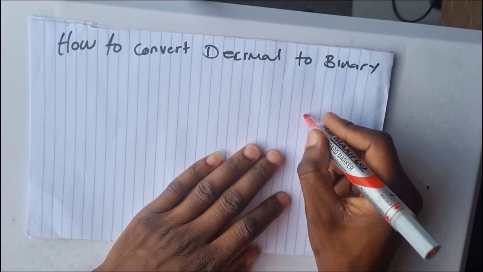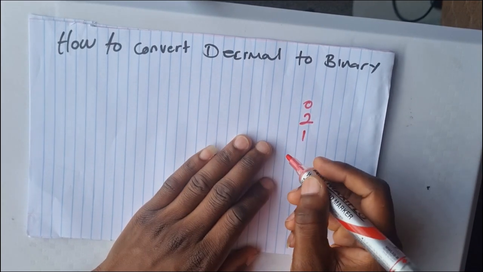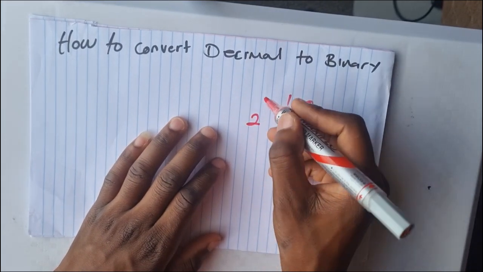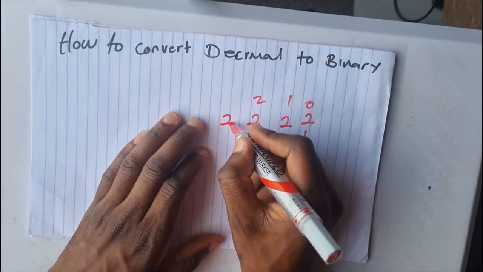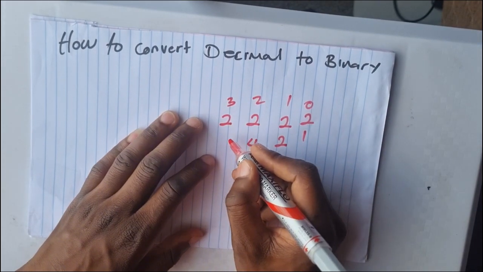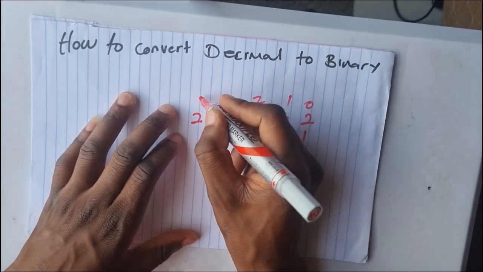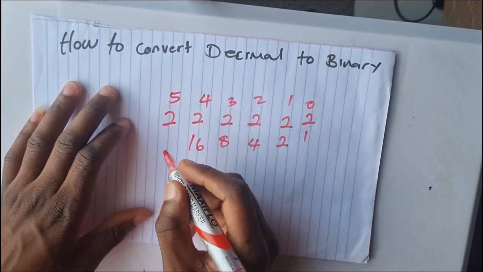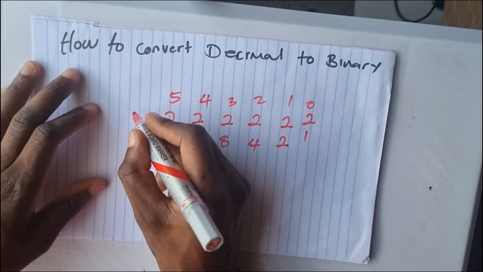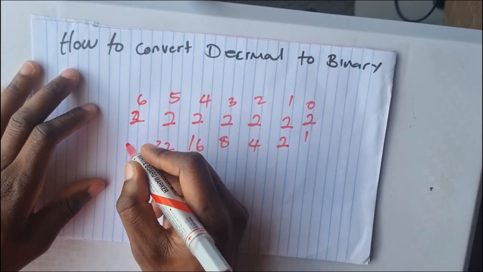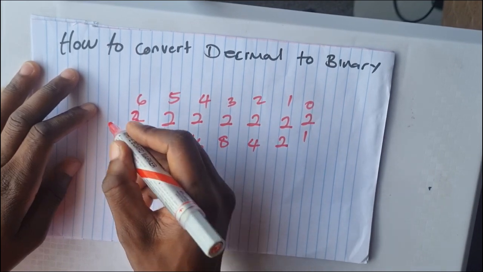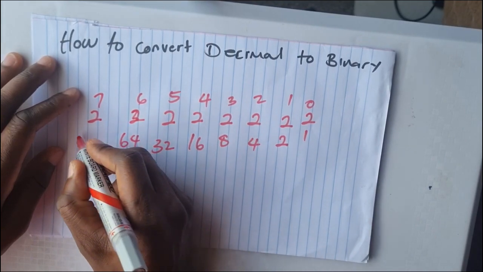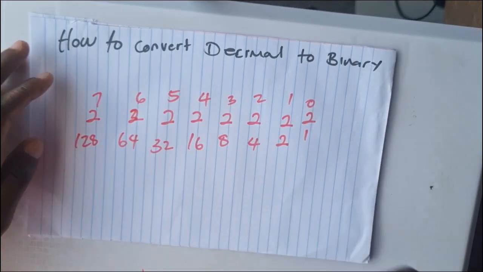For example, 2 to the power 0 is 1. 2 to the power 1 is 2. 2 to the power 2 is 4. 2 to the power 3 is 8. 2 to the power 4 is 16. 2 to the power 5 is 32. 2 to the power 6 is 64. 2 to the power 7 is 128, and so on.